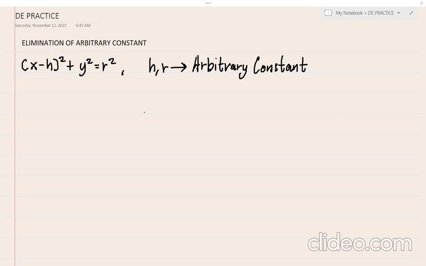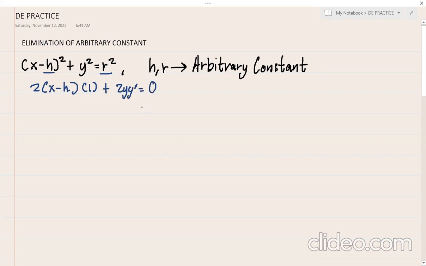Okay? So una, count how many arbitrary constants. So meron tayong h at saka si r. So we have 2 arbitrary constants. So the second step, the number of arbitrary constants given is the number of times you're going to differentiate. So since meron tayong dalawang arbitrary constant, ibig sabihin nun, dalawang beses natin siyang i-differentiate. So let's get our first derivative. So we will have 2 times quantity x minus h times 1 plus 2y, y prime is equal to 0.